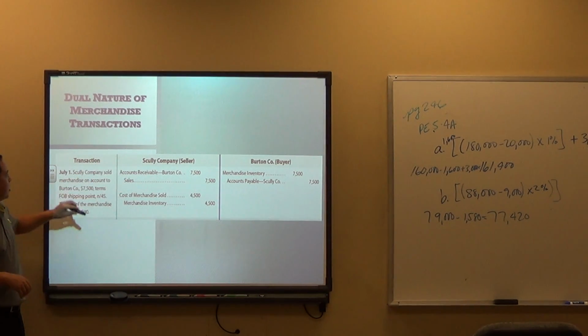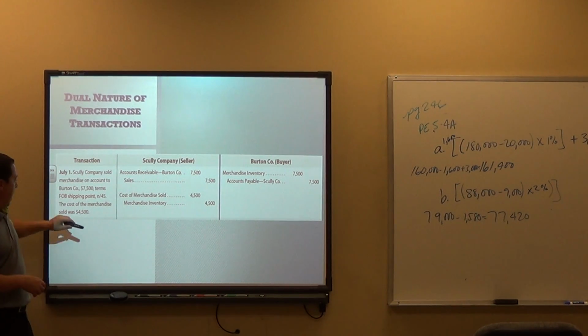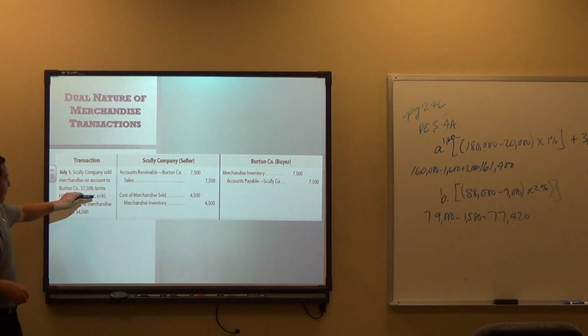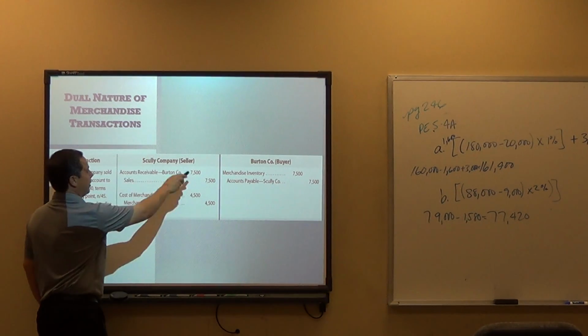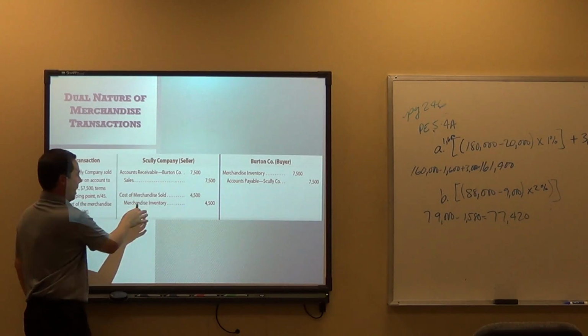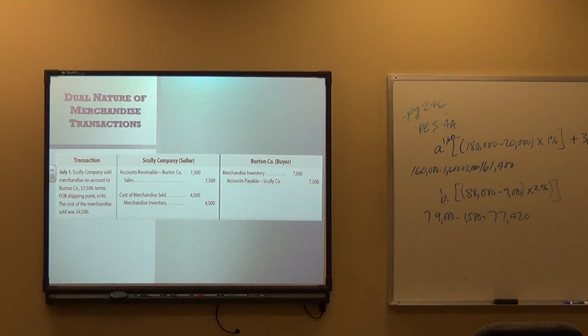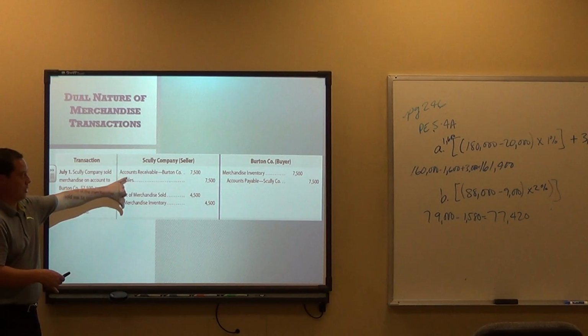So we have a sale here. Scully Company sold, and this is the transaction: Scully Company sold merchandise on account for $7,500, FOB shipping point and net 45. So notice it's 45 days. For Scully Company, they have two transactions because they have the sale, and then we have to move our merchandise inventory into our cost of merchandise sold, because now we've sold it. So that's why they have the two transactions there.